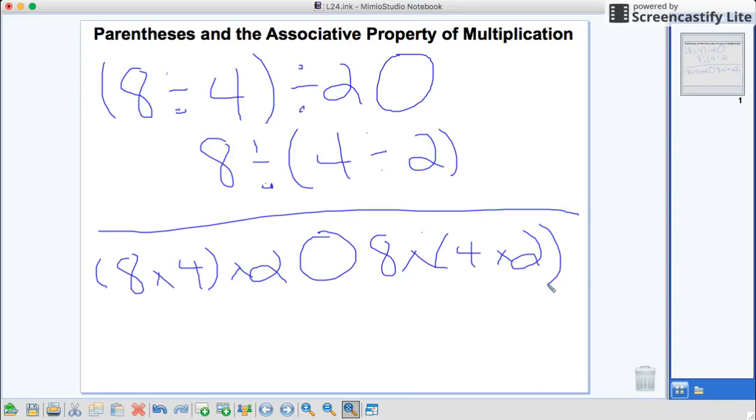Welcome back. So, if you had worked your 2 problems, you would have found that this one does not work for the associative property of multiplication, but this one down here does.